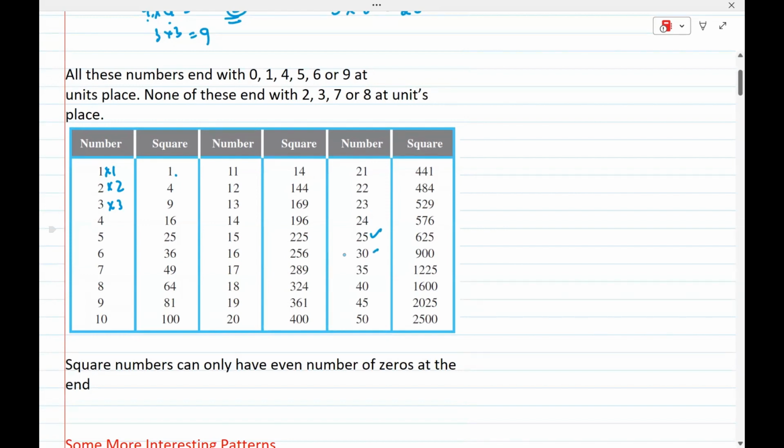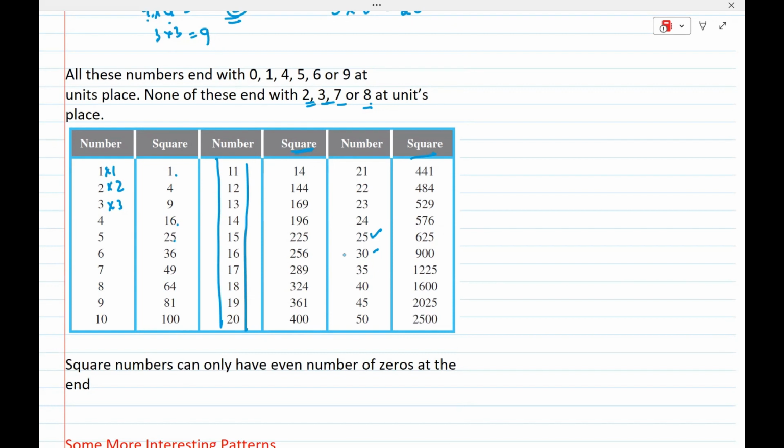Notice one thing here. None of these squares contain 2, 3, 7 or 8 at the end of it. Means if a number is a perfect square like these numbers, at the end you will never get 2, 3, 7, 8. Like here I have 6, I have 5, I have 6, 9, everything. But I cannot see those anywhere. I'm talking about these squares that are perfect squares.